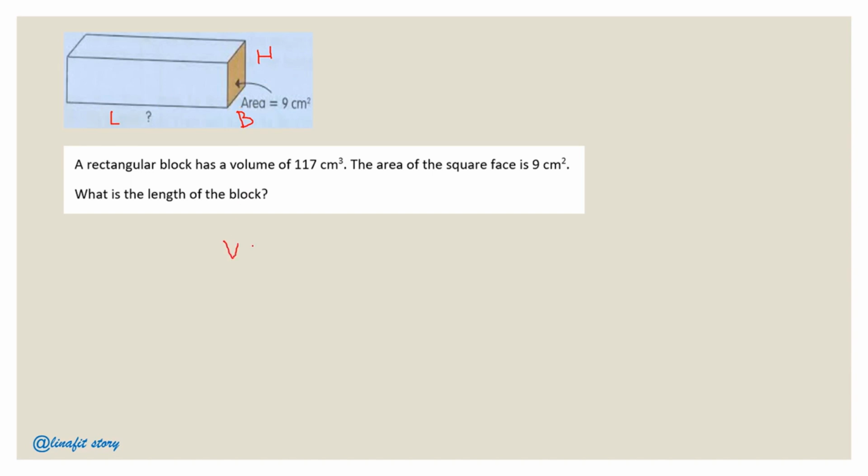Or in other words, we can write to get the volume is length times the area of the shaded face. The volume is 117 cubic cm, while the area of the square face or the shaded face is 9 square cm. Then to get the length of the block is 117 divided by 9 equals 13 cm.